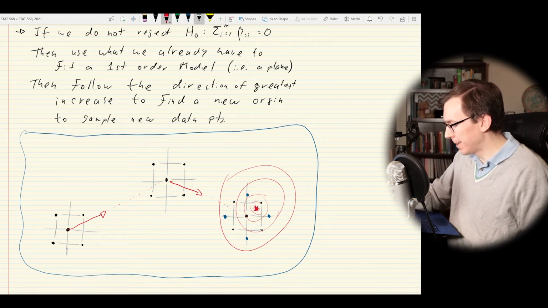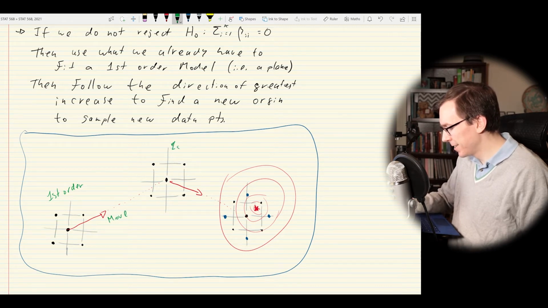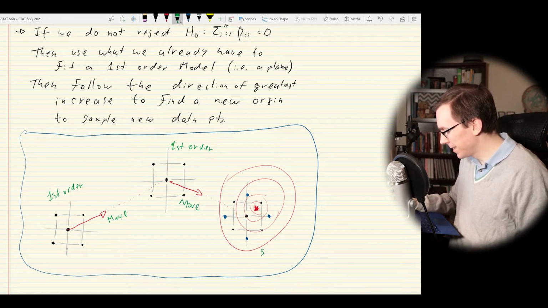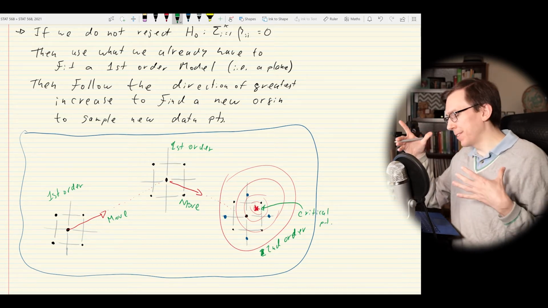So, right, let me just write this in. This would be like first order, move to a new location, first order, move again. And then we would do our second order. And then we would find our critical point. So this is roughly what you could do.